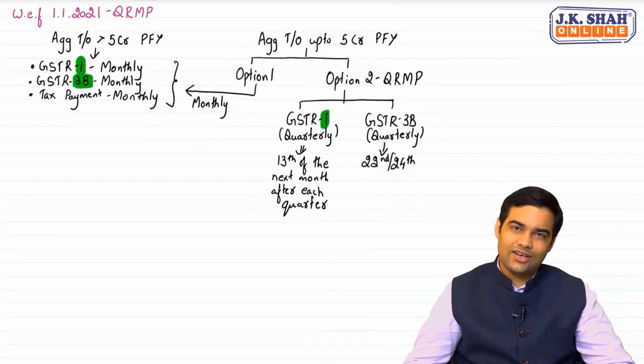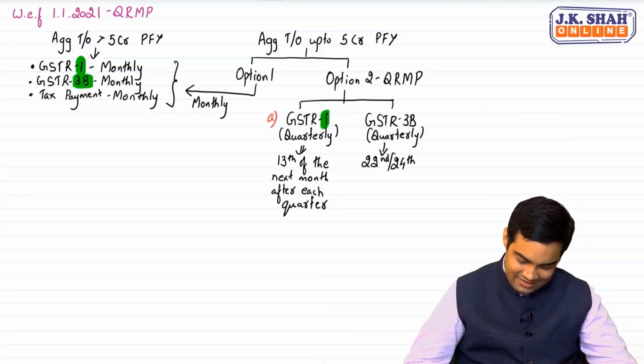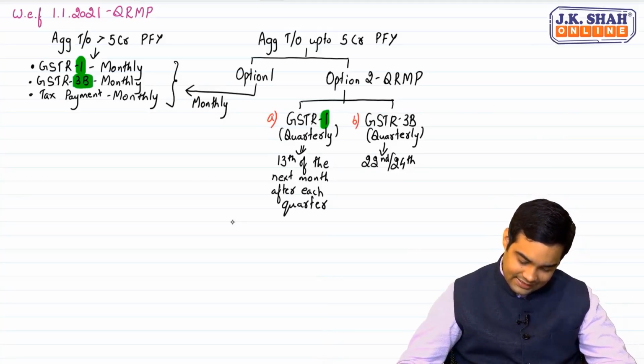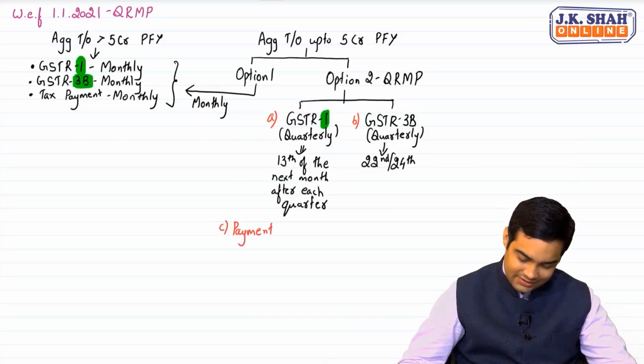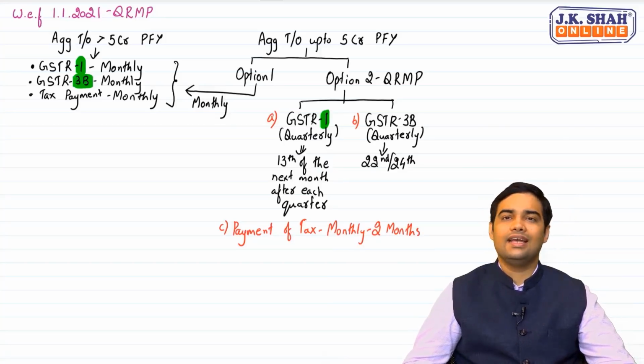See, return you can file quarterly, but tax payment has to be done on a monthly basis. So, payment of tax will be done on a monthly basis. Now, obviously, we will focus on the first 2 months. Why first 2 months? Because third month, anyways, you are going to file GSTR3B along with that, you will pay the taxes.